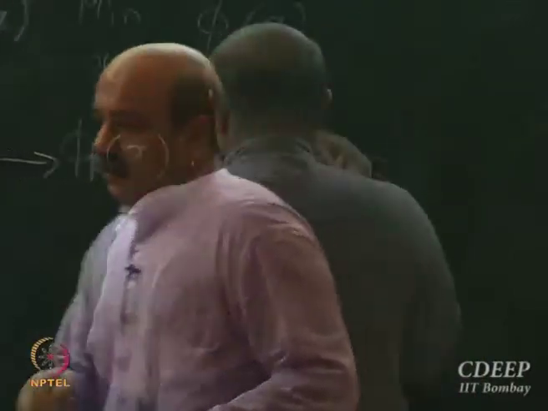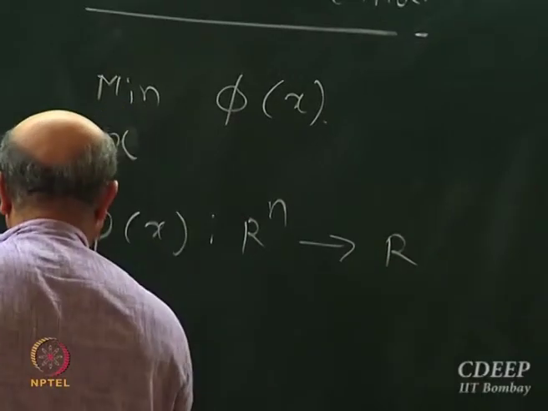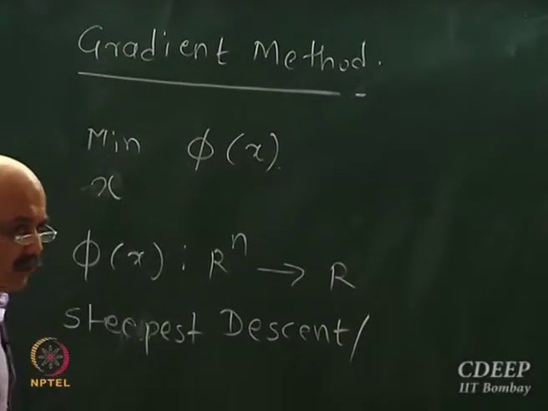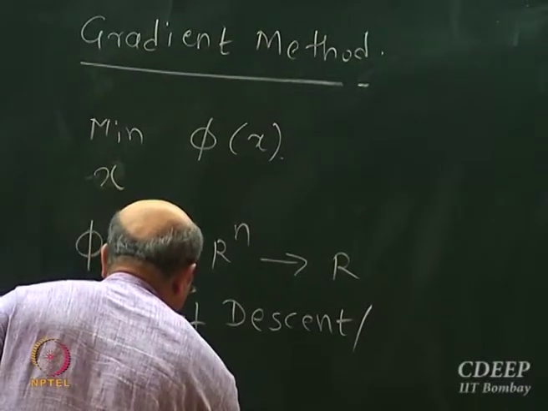So this method is also known as steepest descent. You may have done this in your undergraduate, I am not too sure. It is called steepest descent. It is also called the Cauchy method.